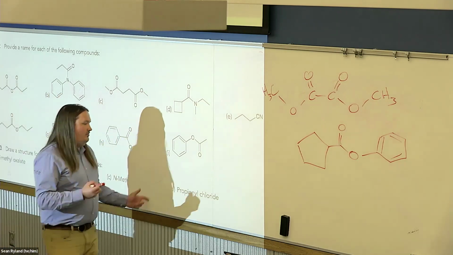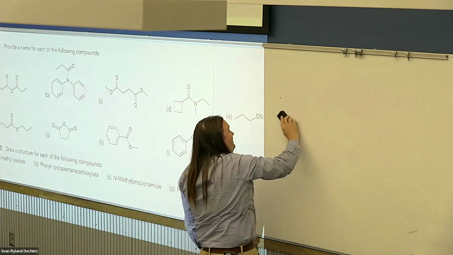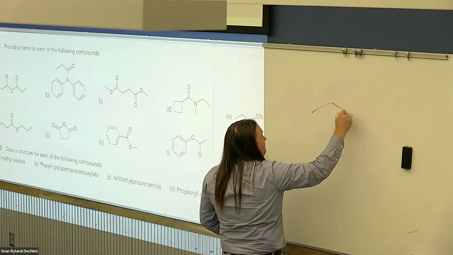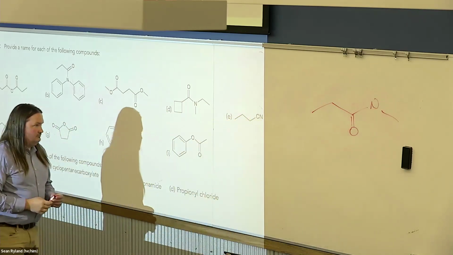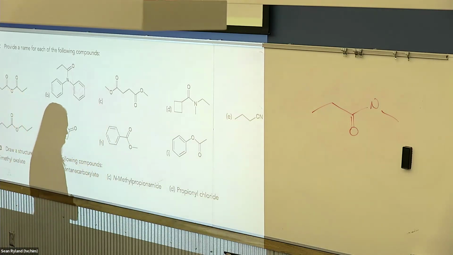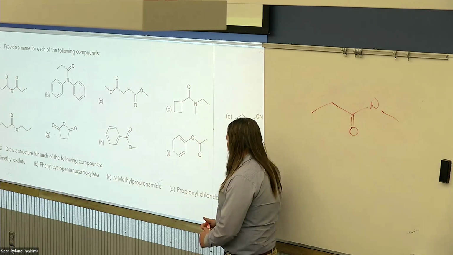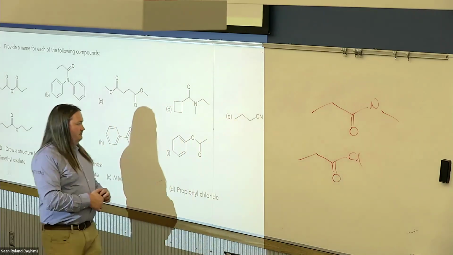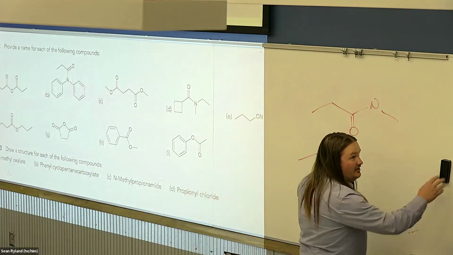And methylpropionamide, or propanamide, I mean. I always have a tendency to lose the syllable in there, so again, it's helpful to say the name of the acid. So 1, 2, 3, there's our oxygen, there's our nitrogen. And methyl. And propanoyl chloride or propionyl chloride. 1, 2, 3. Carbonyl Cl.